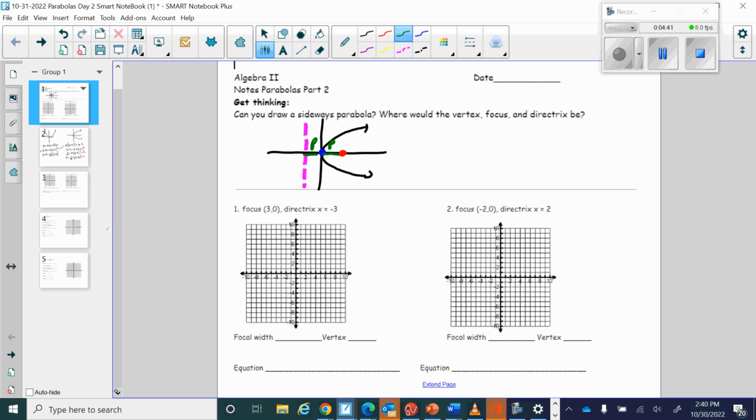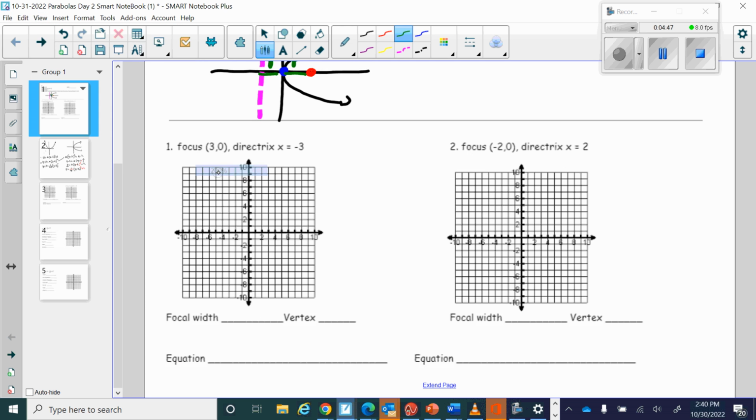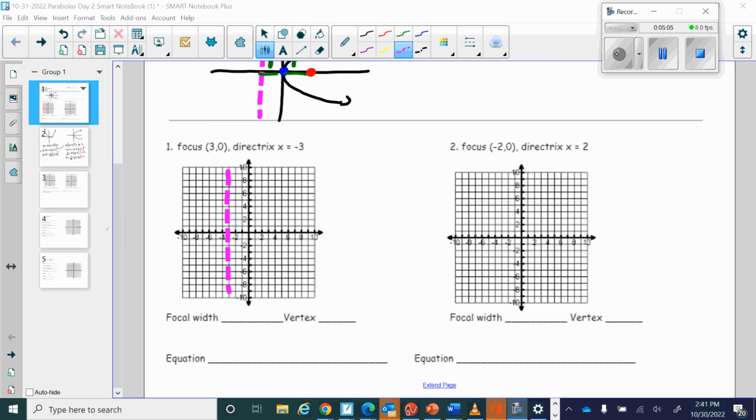Let's make this a little bit bigger. Let's go to view, zoom, 200. x equals -3 is a directrix, so let's draw that. x equals -3, that's going to put me on this line. Good. And the focus is (3, 0). That's my focus. And my vertex is going to be halfway between the directrix and the focus, right?